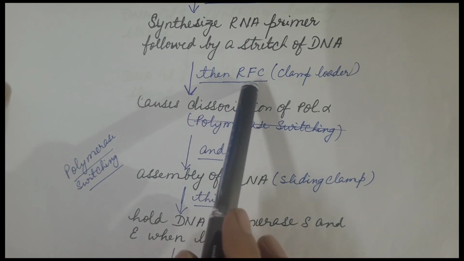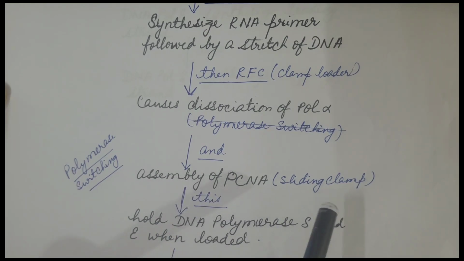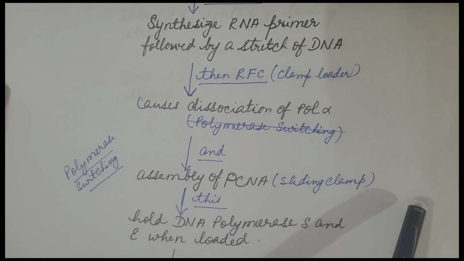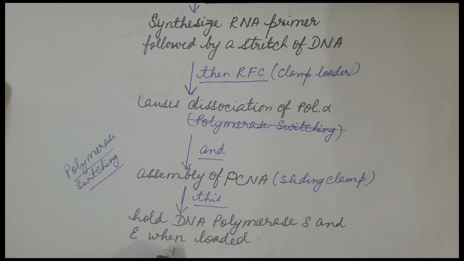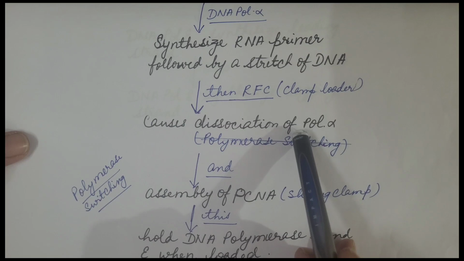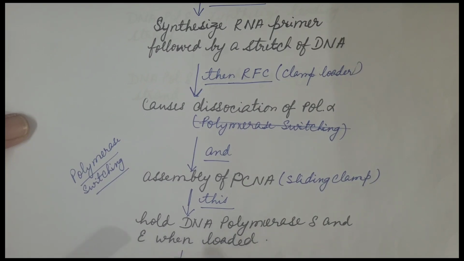And after the dissociation of this DNA polymerase alpha, this RFC also causes the assembly of PCNA, which is proliferating cell nuclear antigen, which is a sliding clamp, same as the beta clamp, which holds DNA polymerase delta and DNA polymerase epsilon to the template strand when loaded. So, this is responsible for the processivity of DNA polymerase delta and DNA polymerase epsilon, which are the major replicative DNA polymerases. So, this process in which DNA polymerase alpha is replaced by the major replicative polymerases, DNA polymerase delta and DNA polymerase epsilon, is known as polymerase switching.